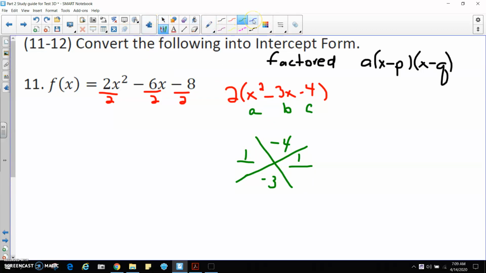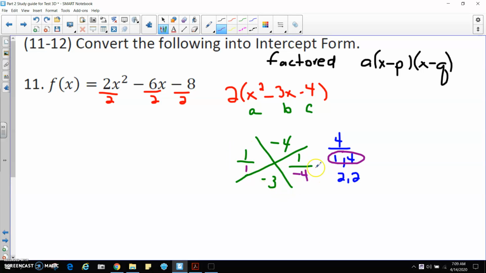All right, so now at this point, we are going to find our factors of 4. So our factors of 4 is going to be 1 and 4 and 2 and 2. And in this case, I need to find the factors here that will multiply to give me negative 4, but add to give me negative 3. Those factors will be 1 and 4. So it's going to be a positive 1 and a negative 4.